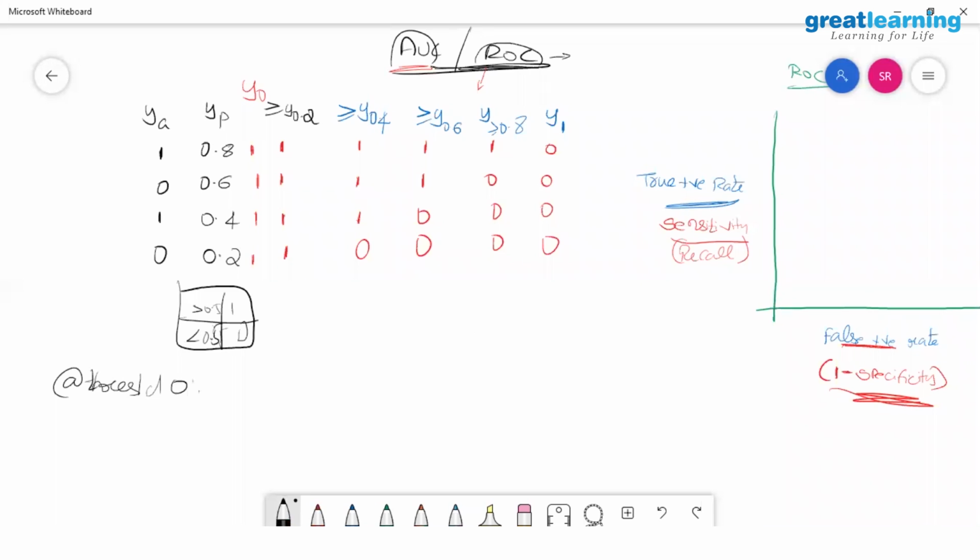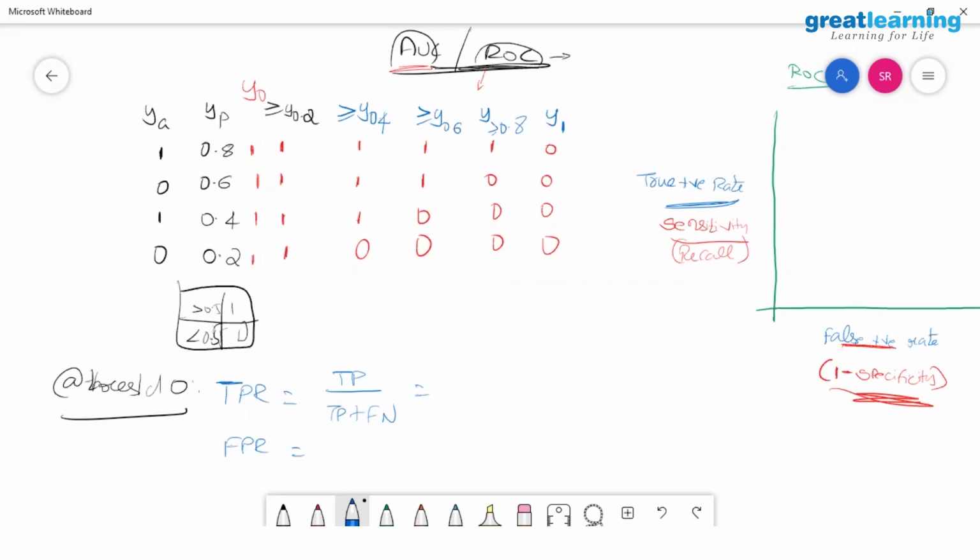At threshold 0, what is your TPR? What is your true positive rate and false positive rate? You can see this and you can tell me. What is the formula for a true positive rate? What is the formula for sensitivity? True positive divided by true positive plus false negative.